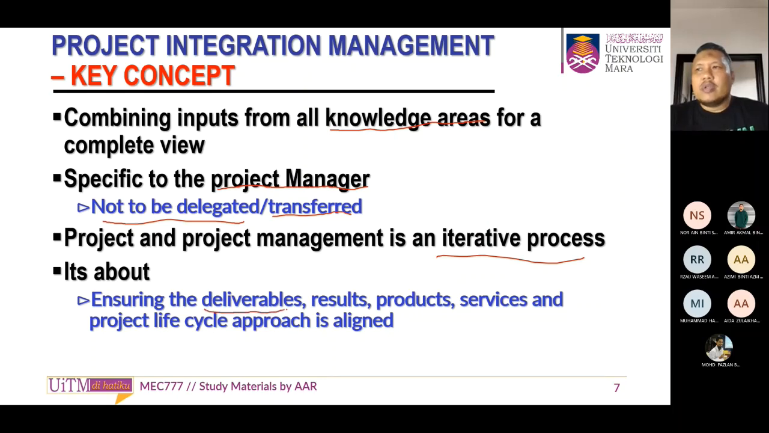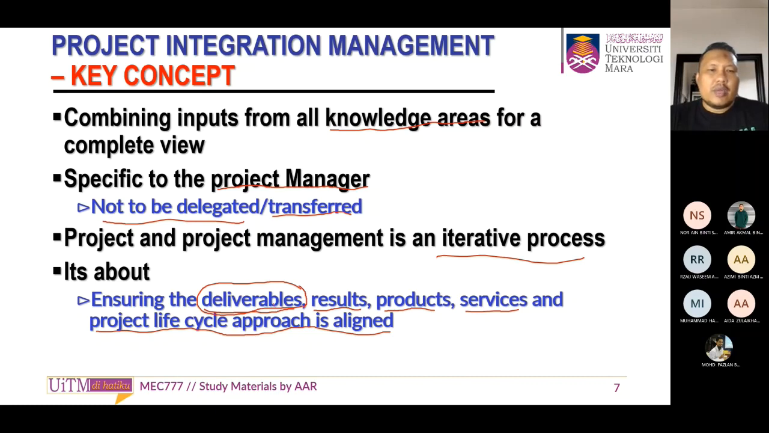So ensuring the deliverables. We already said what is the type of deliverables and then the results. So if we make a product, this is a product, or if service, and the project lifecycle approach is aligned. So the keyword is deliverables. This is the most important.